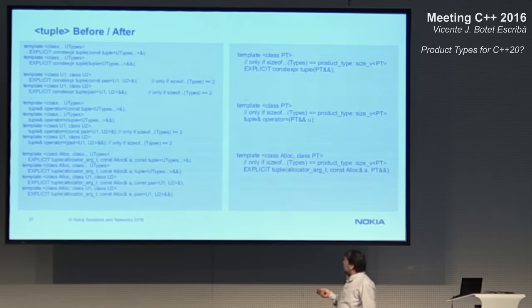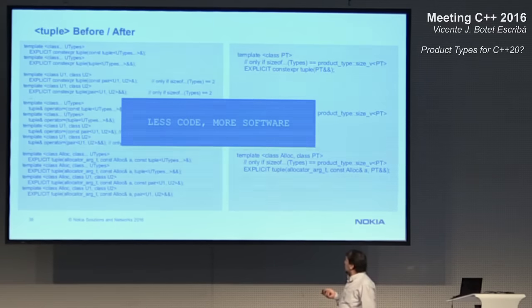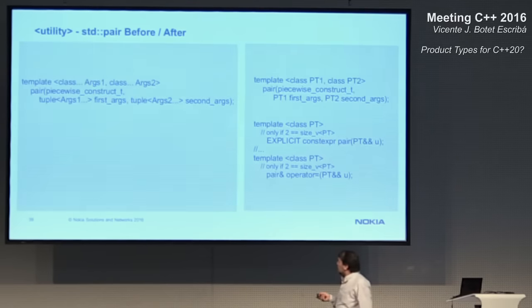And in the same way, we can be more generic and have less code. We could also give other assignments for pair that are missing, so that we can assign any product type with two elements that have elements convertible to the elements of a pair. This is a conversion that could be useful in some cases.